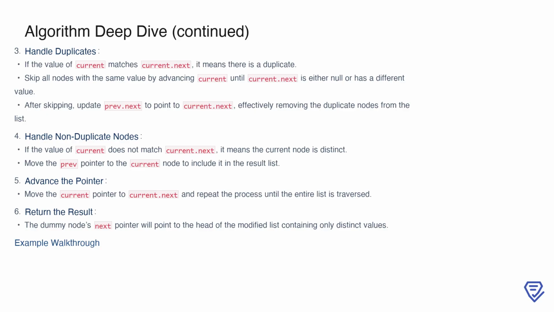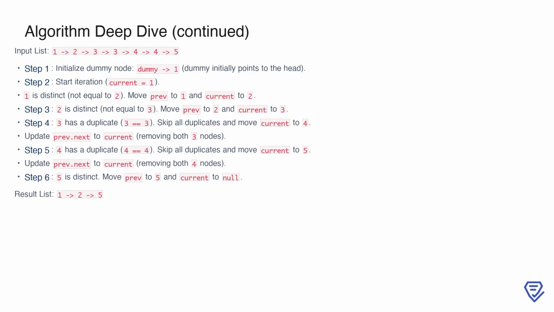After handling either duplicates or distinct nodes, we advance the current pointer to current.next and continue this process until the entire list has been traversed. Finally, since the dummy node was used as the starting point, its next pointer will now point to the head of the modified list containing only distinct values. For example, given the input list 1-2-3-3-4-4-5, we start by initializing the dummy node, which initially points to the head of the list.